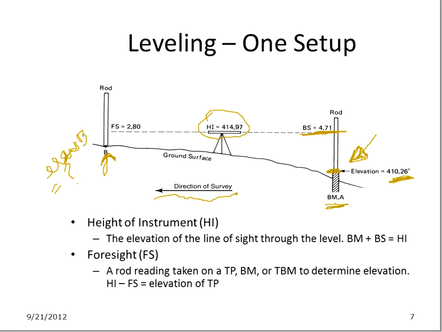So Gracia, Josh, or Michelle, what would be the elevation of point B? If we know that the height of our instrument is 414.97 and our foresight shot is 2.80, what would that make our elevation of B? Okay, Michelle typed in 412.17. Josh and Gracia, do you agree with that?